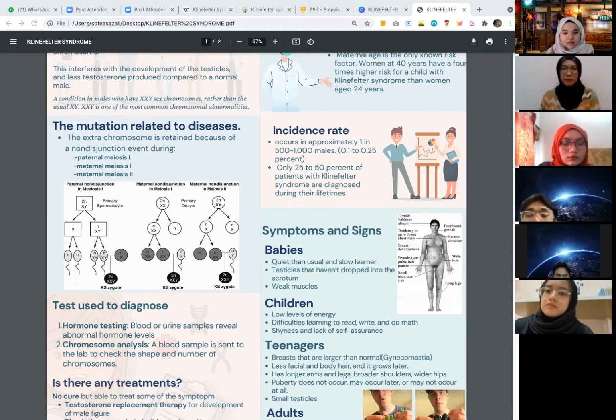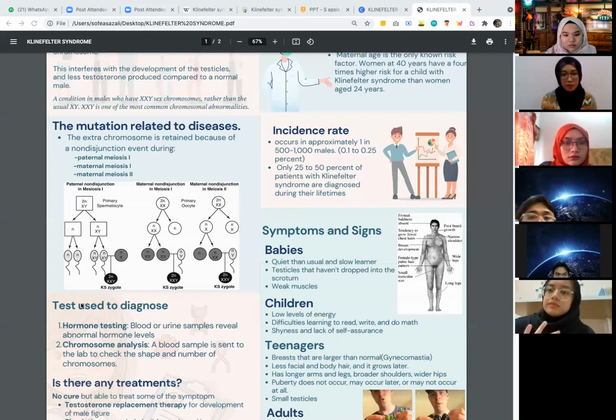So the non-disjunction event can lead to the production of a cell that has no chromosome at all, and a cell that has 2 chromosomes in one cell. So let's go one by one. The first one is the paternal non-disjunction in meiosis 1. So the chromosomes failed to separate during meiosis 1, as we can see in the picture, that one cell has no chromosome and one cell has both X and Y chromosome.